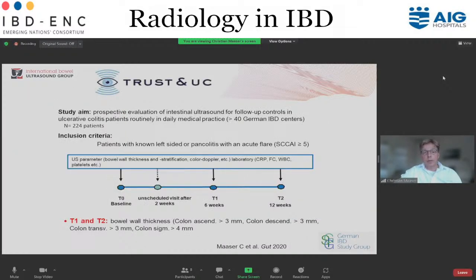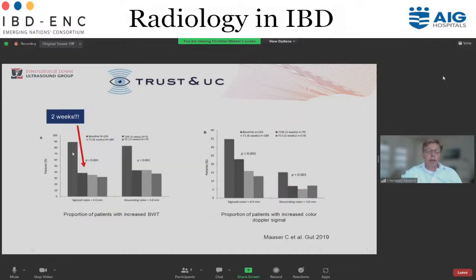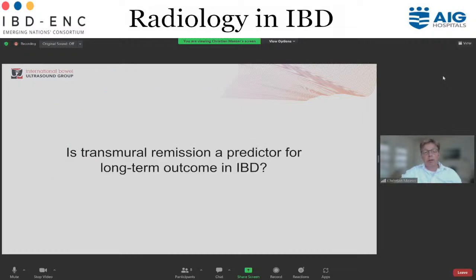How about ulcerative colitis? Another larger trial with more than 200 patients. In that trial, patients received an ultrasound at baseline, 2 weeks, 6 weeks, and 12 weeks. All patients had to have a flare at baseline. And if you look here, 90% had a pathologic bowel thickening at baseline in the sigmoid, more than 80% in the descending colon. And look here at 2 weeks, significant normalization. That's not just reduction, but complete normalization at 2 weeks. So the bowel thickness, especially in ulcerative colitis, is very responsive to therapy and hopefully helps us to decide if a patient is a responder or non-responder.